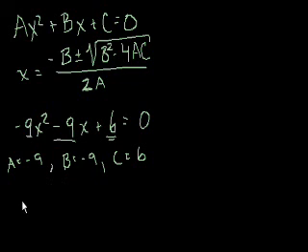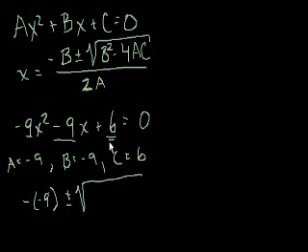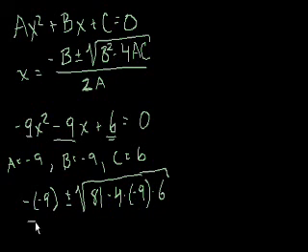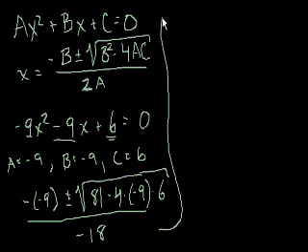So negative b, so it's negative times negative 9, right? That's b, plus or minus the square root of b squared, so that's 81, right? Negative 9 squared, minus 4 times negative 9, right? That's a, times c, which is 6. And all of that over 2 times negative 9, which is minus 18, right? 2 times negative 9, 2a. Let's try to simplify this up here.